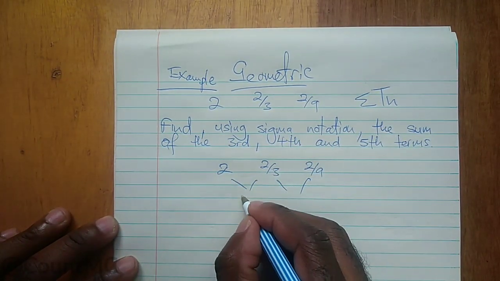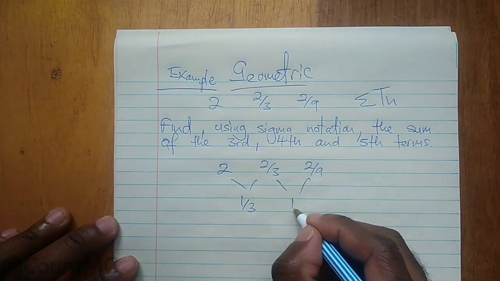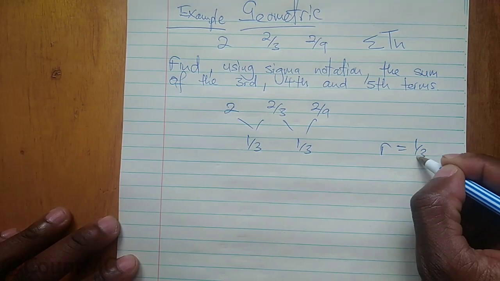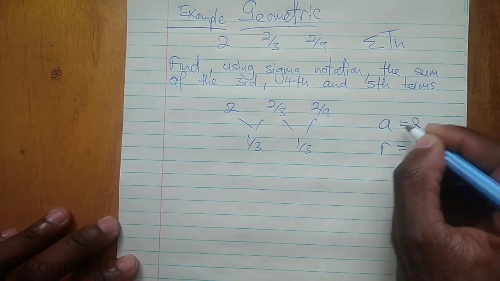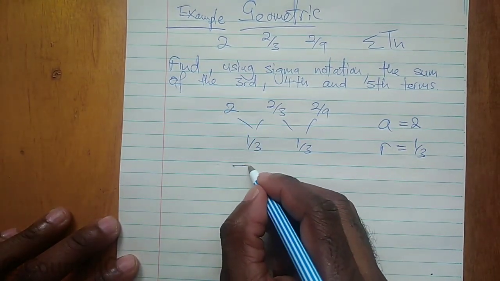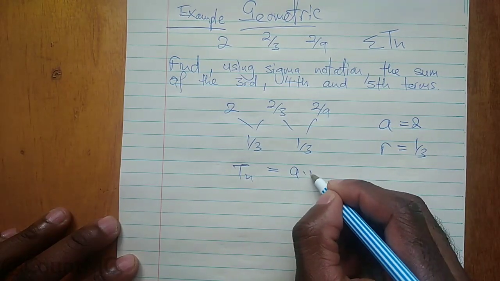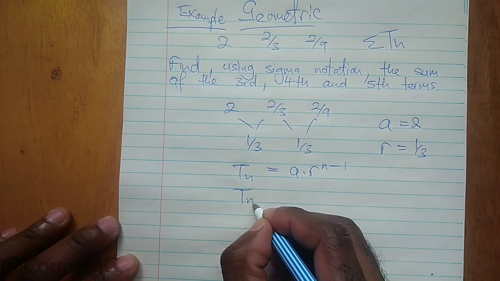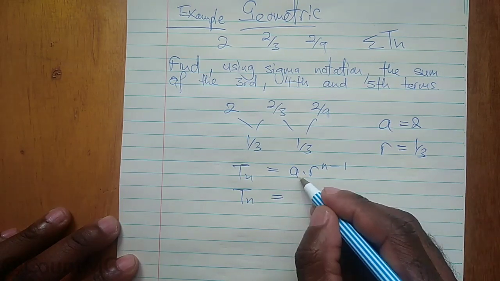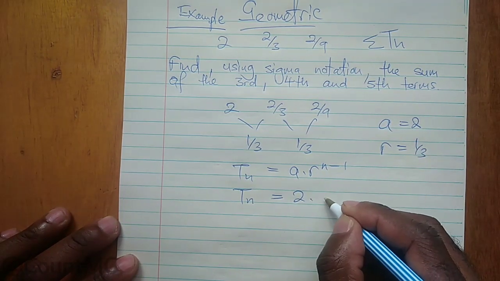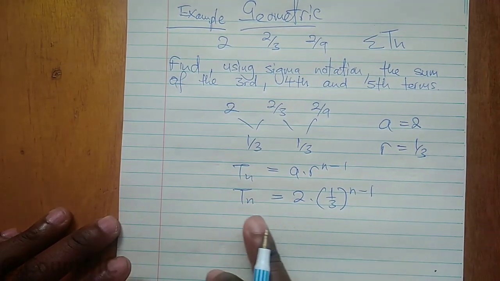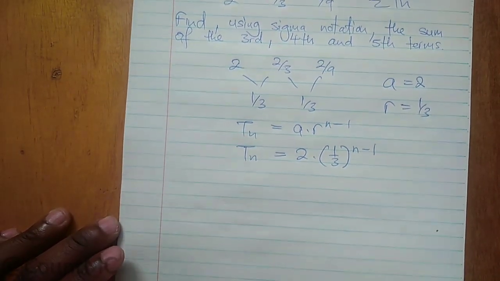If you divide here, you get a third. If you divide here, you get a third. So R equals 1/3. A equals 2, the first term. So Tn equals A times R to the power n minus 1. Tn equals A, which is 2, times R, which is a third, to the power n minus 1. So we have our Tn now.